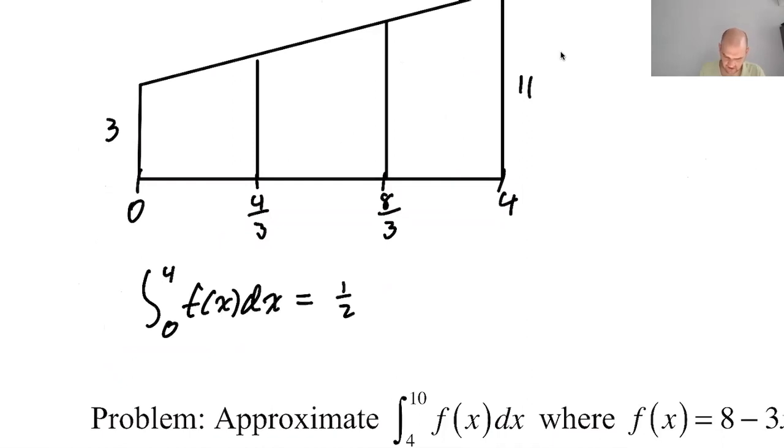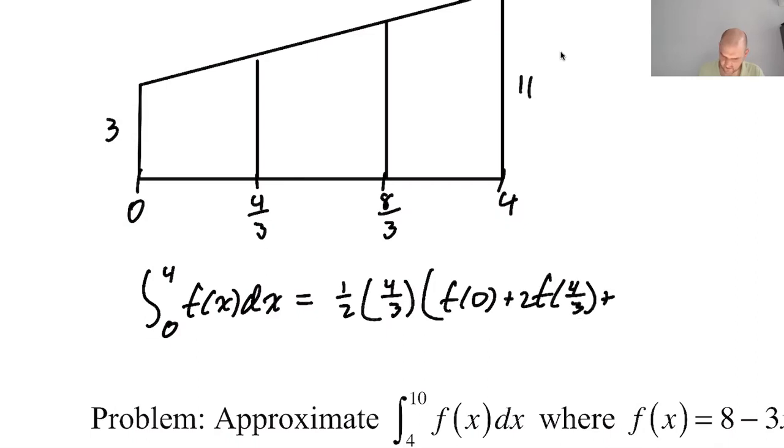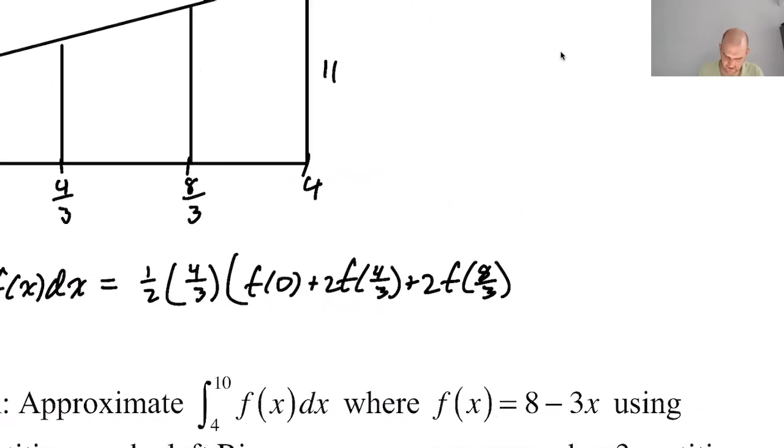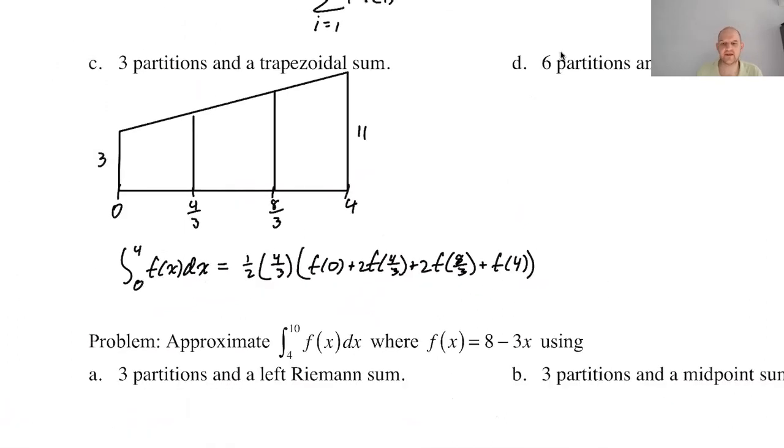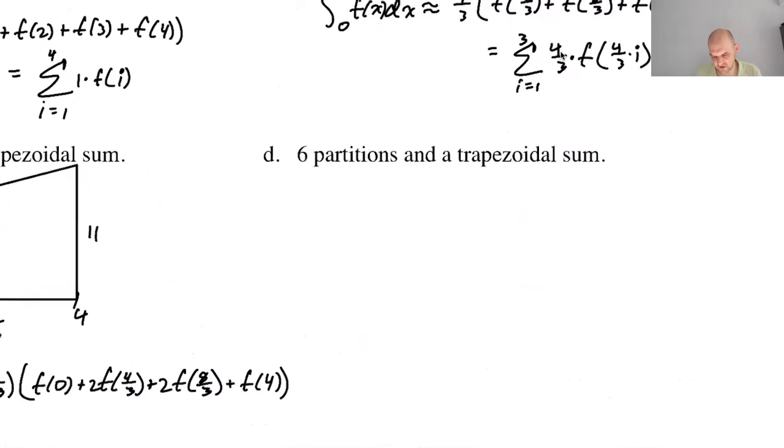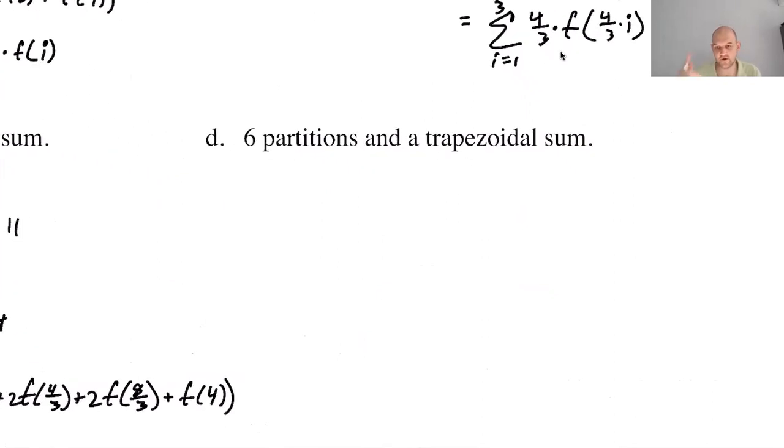So it's going to be 1/2, then 4/3, then we're going to do f of 0 plus 2 f of 4/3, 2 f of 8/3. It takes so much writing, plus just one of these, f of 4. It's going to be exactly that. 6 partitions, 1,000,000 partitions, as long as you're doing trapezoids, 1 partition is going to give you the exact same answer, but we're going to do it anyway.